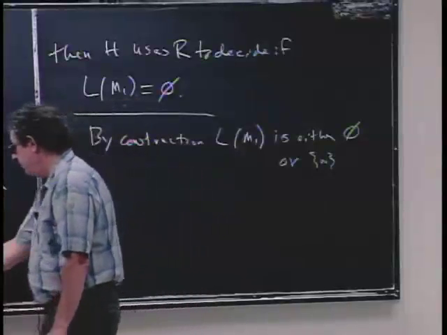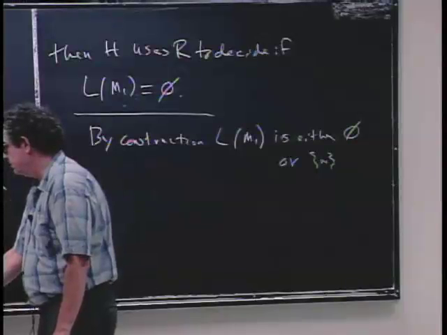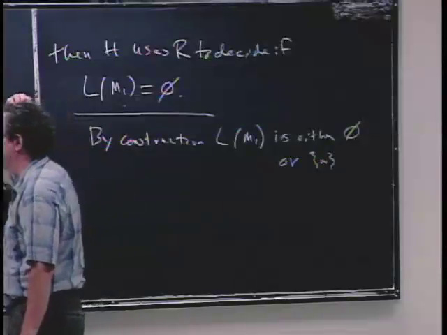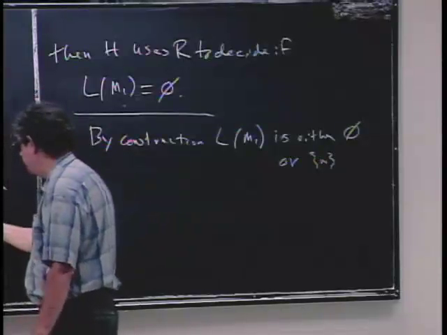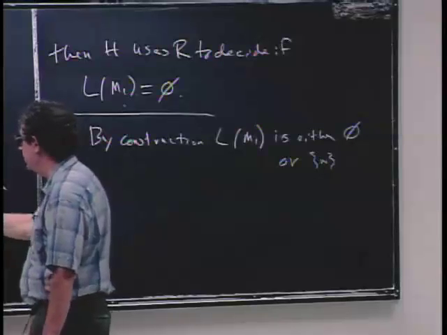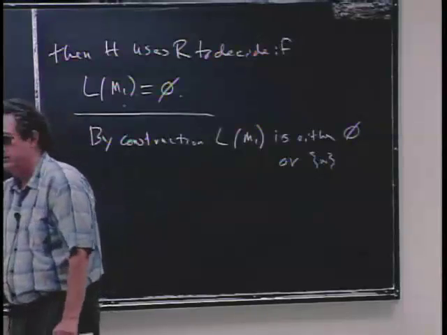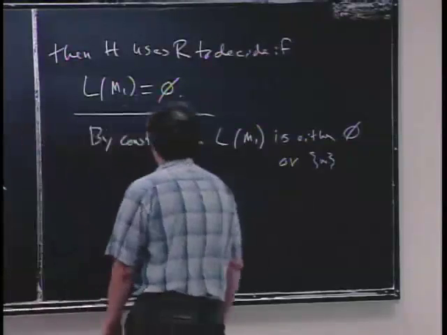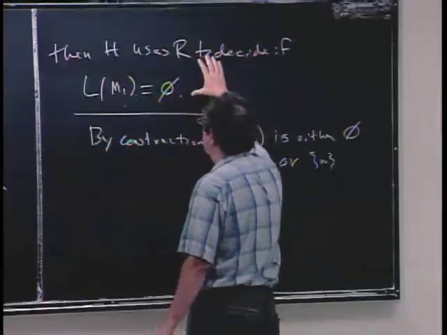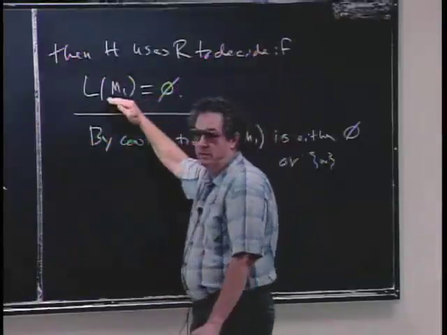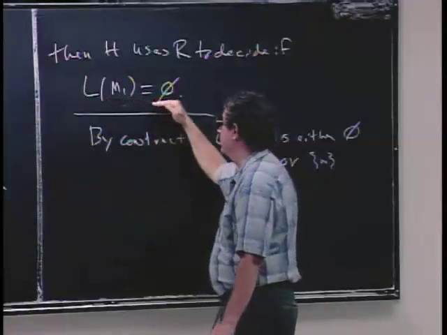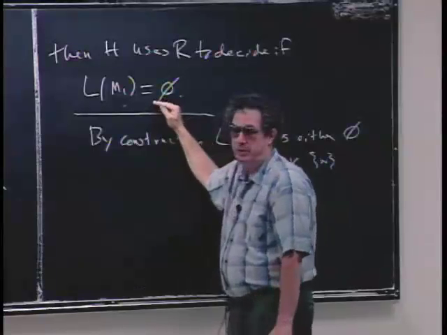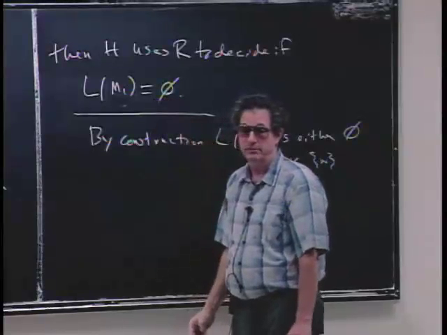It rejects it first, and otherwise it takes in that W and runs on it. This is identical to M. M1 is identical to M, except that it first does this check to see that the input is W. Okay? But now R, what does R do? R looks at M1 and decides whether the language of M1 is empty. Okay? If the language of M1 is empty, what does that mean in terms of M?